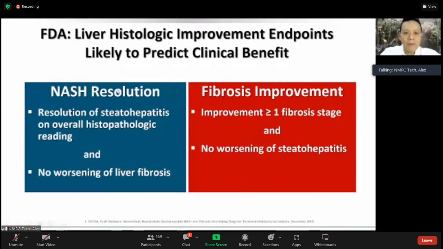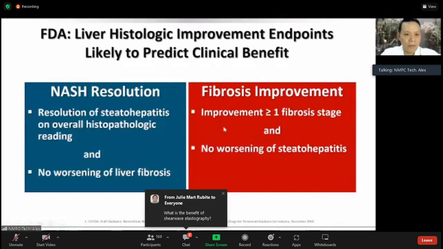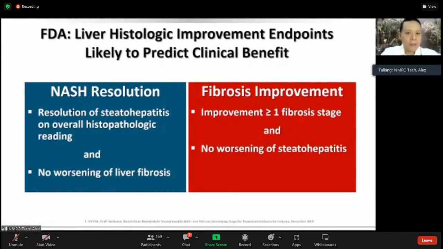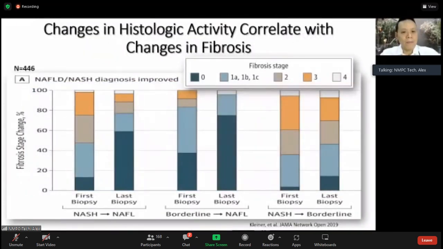And mind you, these two endpoints are not exclusive of each other because most of the time, before you are able to resolve the fibrosis, it's important for you to resolve the inflammation first in the liver. Okay, so hepatitis resolution is also very important, as shown in this study, where they looked at before and after biopsies and whether improvement of the spectrum of the fatty liver would improve the fibrosis scores as well.